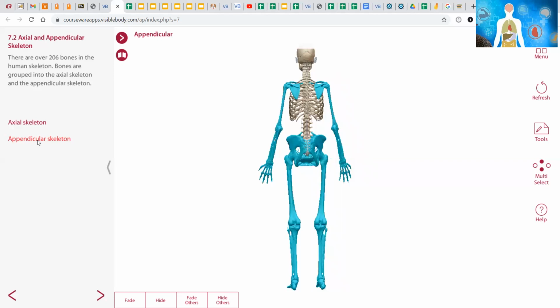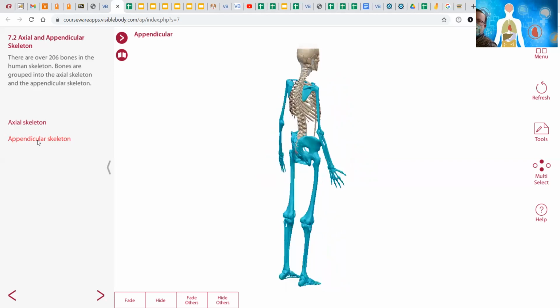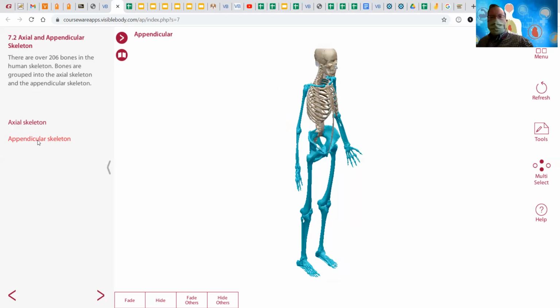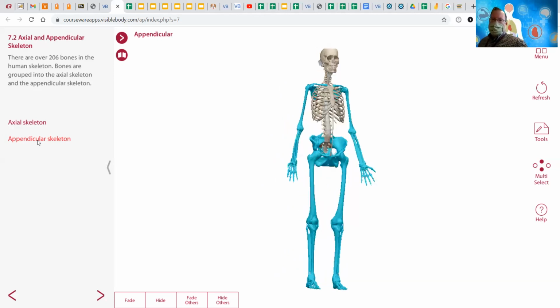We call these two items the girdles. The most superior one, the shoulder area, we call the pectoral girdle or the shoulder girdle. That includes the clavicles or collarbones and the scapulae or shoulder blades. So the pectoral girdle is also part of the appendicular skeleton, and we'll look at that in more detail a little bit later.